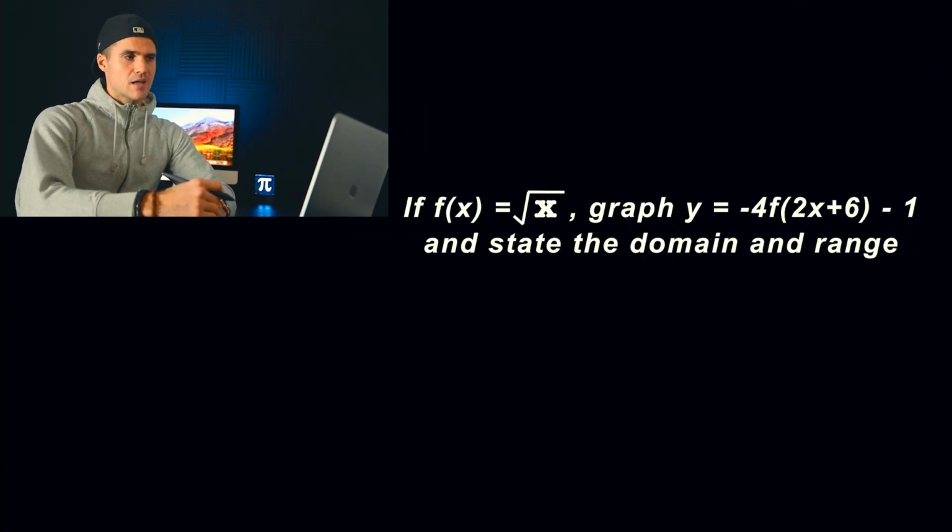Moving on to the next example in the Unit 1 Advanced Functions test. This example is going to be dealing with transformations. We are given the parent function square root of x, and we have to graph this transformed function y equals -4 f of 2x plus 6 minus 1.